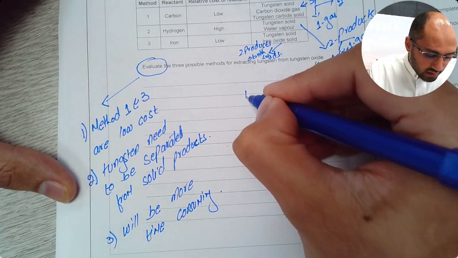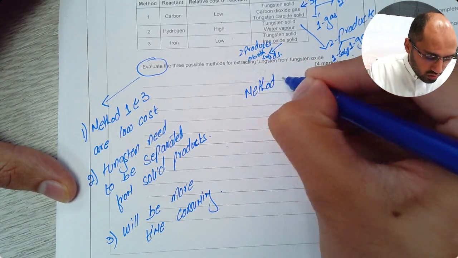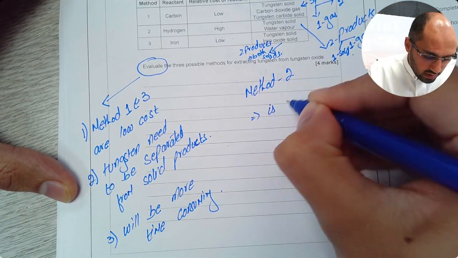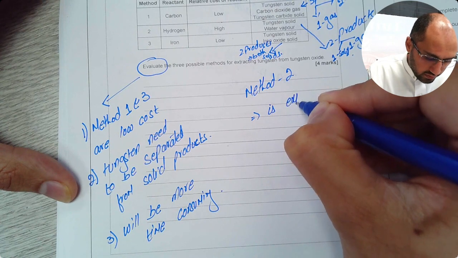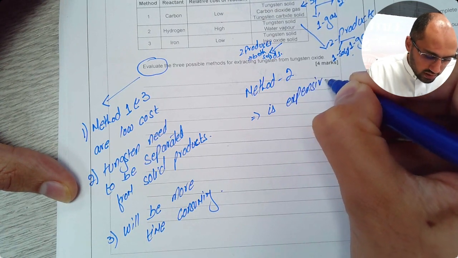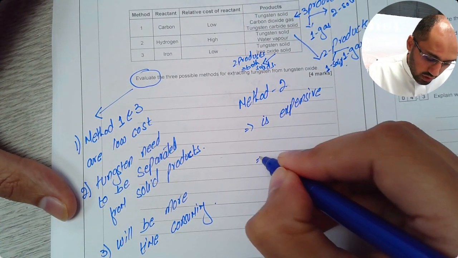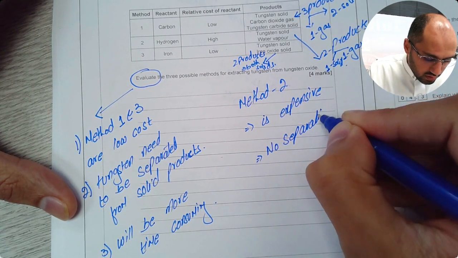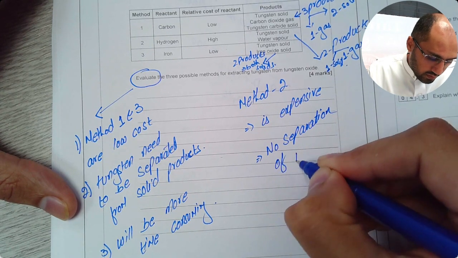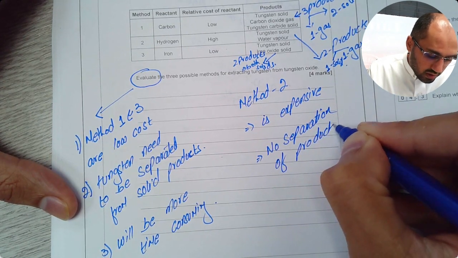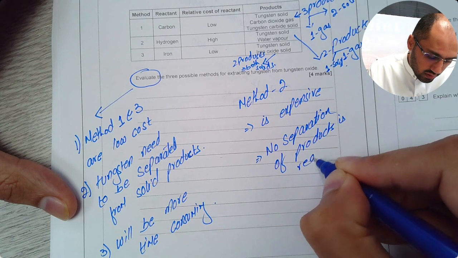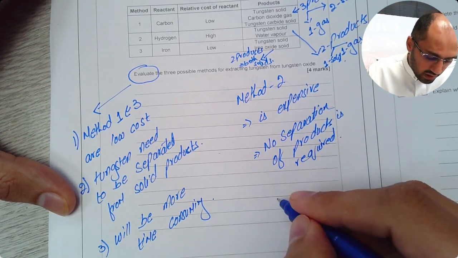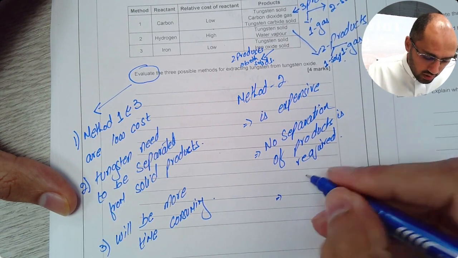Now we can look at method 2. So I can say method 2 is expensive in the first place, but no separation of products is required. And in contrast to the third statement, I can also say it will be a quick process.